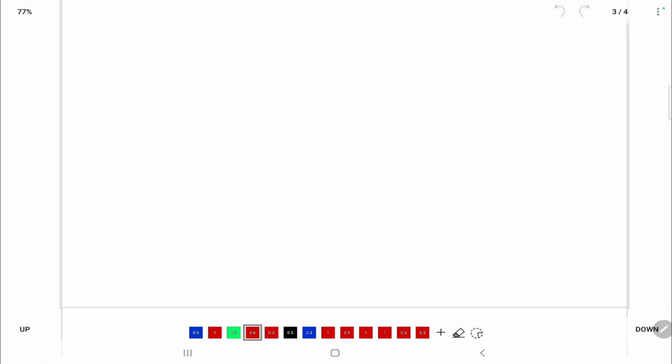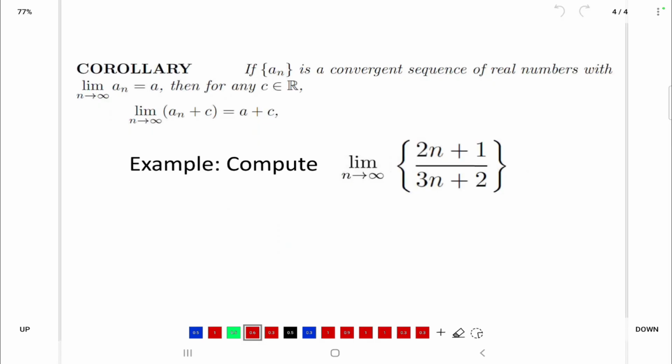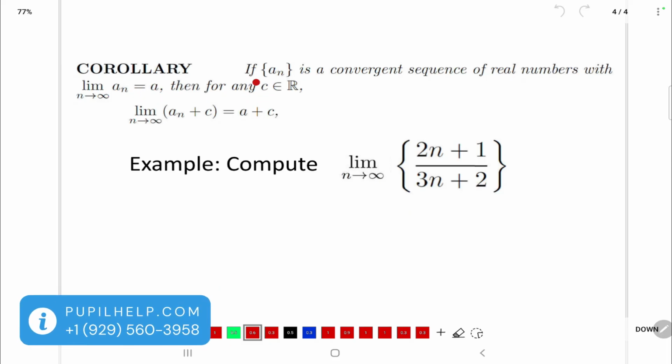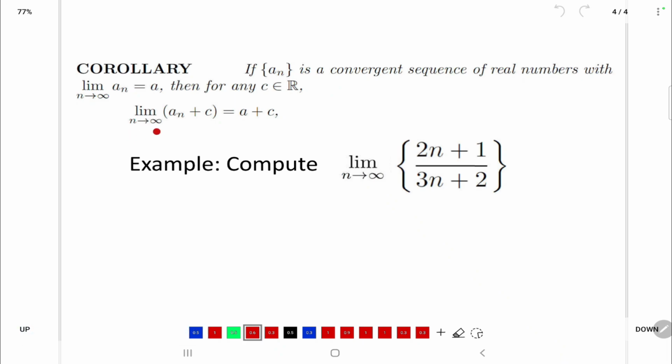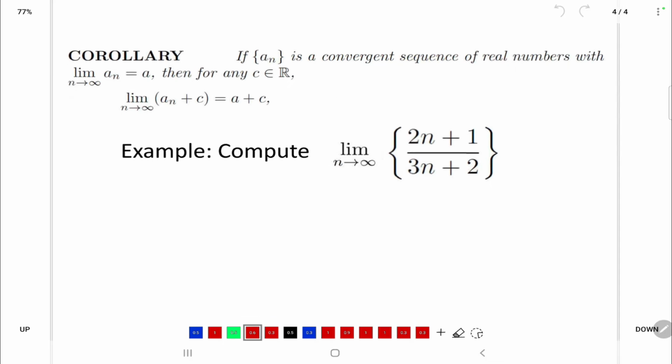Today, we will continue our discussion, and I'll discuss a very important corollary, which says if a sub n is a convergent sequence of real numbers with limit, when n approaches infinity, a sub n equals a, where a is some constant, and any c is another constant belonging to R, then the limit as n approaches infinity of a sub n plus c equals a plus c. A is the value of this limit. Now, I'll explain this one through an example.